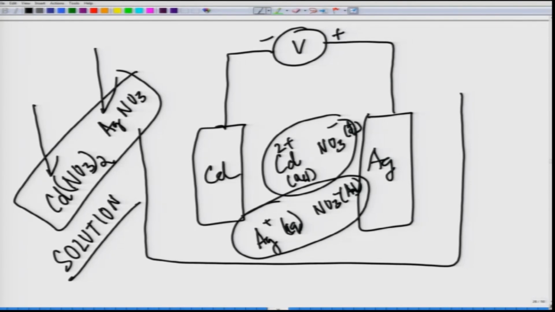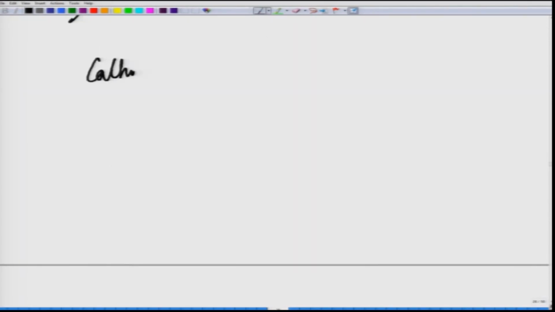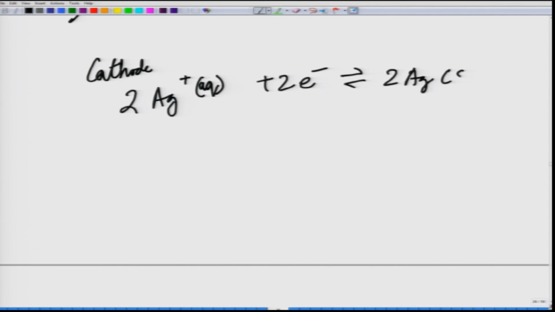Now what will happen in this situation? This is a very tricky situation. What I am going to discuss now is the resultant for this. So let us write down the reaction first, because in order to understand all these things you have to write down the reaction. At the cathode, where the reduction is happening, 2 Ag+ aqueous plus 2 electrons will make 2 Ag solid.